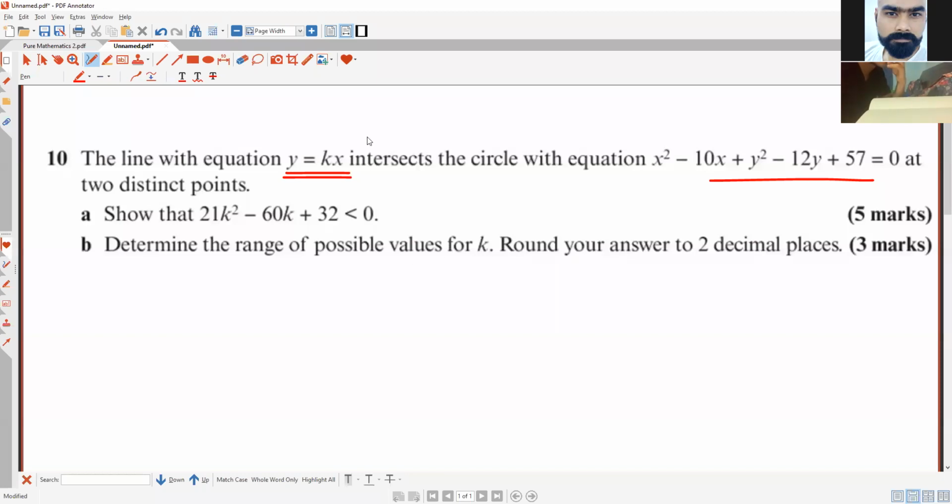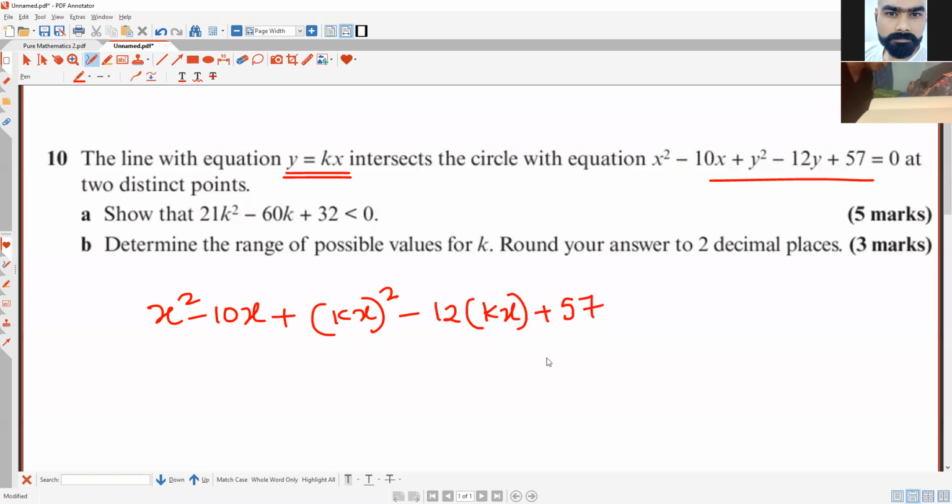Some doubt, Shirin was having this doubt. So can we write, Shirin, x square minus 10x plus y square minus 12kx plus 57? Clear or not? Shall I put it? Yes. Equals to 0.